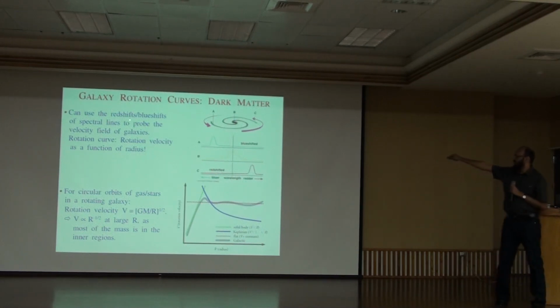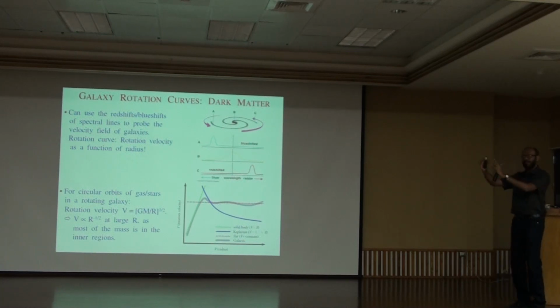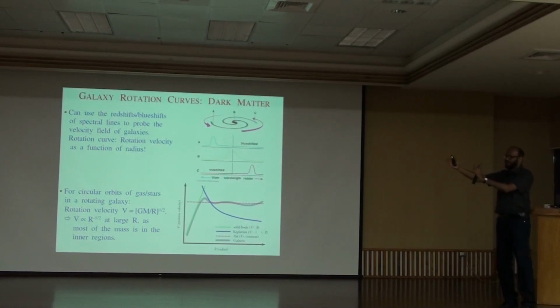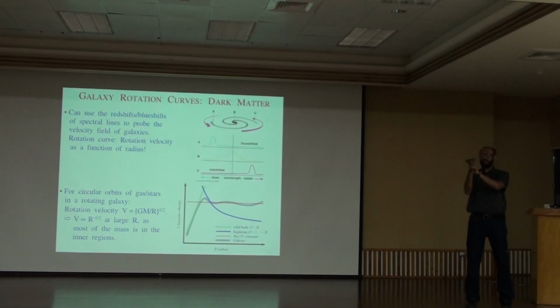Let's start from here again. We can use spectral lines to probe the motion of galaxies, right? If the whole galaxy is moving away, you will see all the lines redshifted. If the whole galaxy is moving towards you, you see all the lines blue shifted. Now if I take a galaxy and it's spinning, it's rotating, this part of the galaxy is moving towards you. This part is moving away from you. So spectral lines from here will be red shifted because they are moving away from you. Spectral lines from here will be blue shifted.